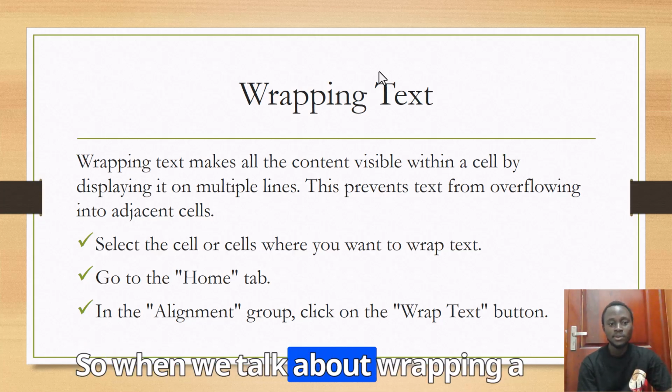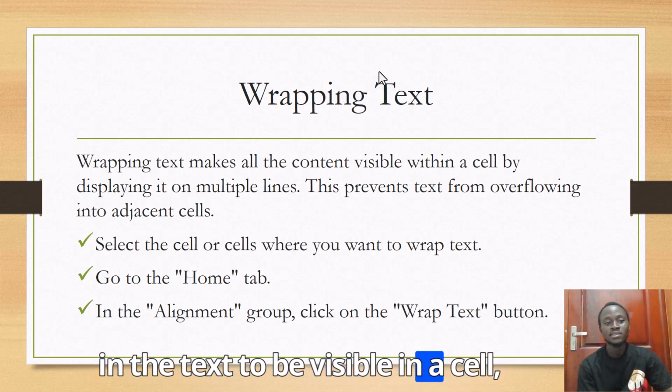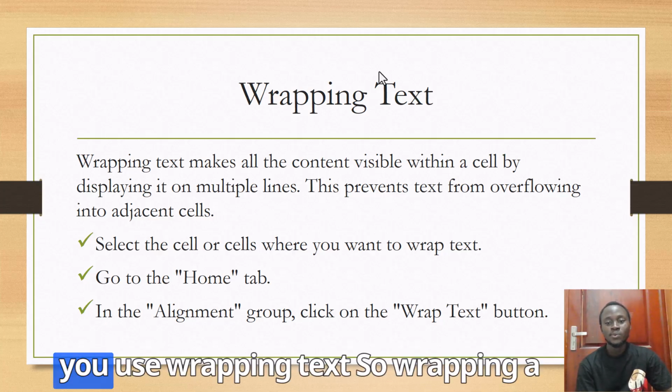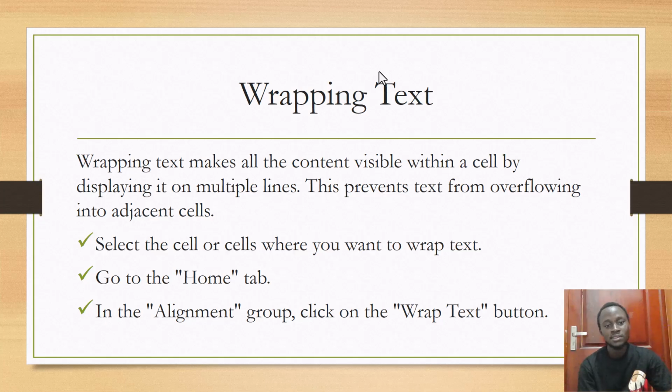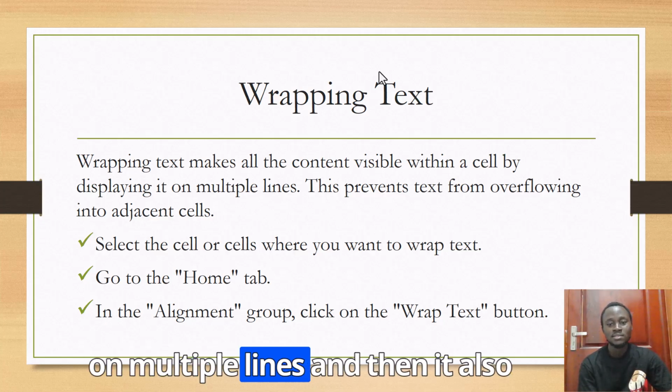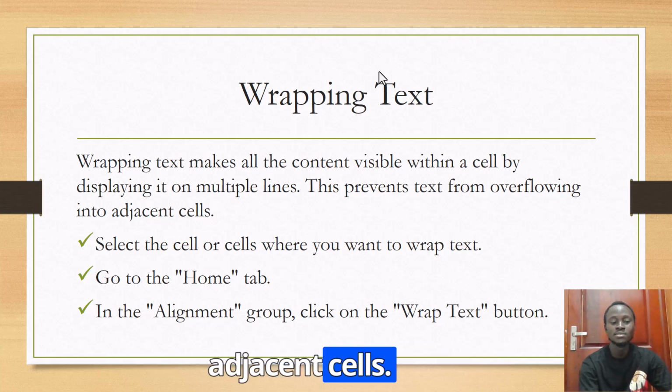Then I'll be taking you through wrapping text and then adding borders and shading. So when we talk about wrapping a text, when you want all the content in the text to be visible in a cell, you use wrapping text. So wrapping text displays all the content in a cell on multiple lines. And then it also prevents text from overflowing into adjacent cells.